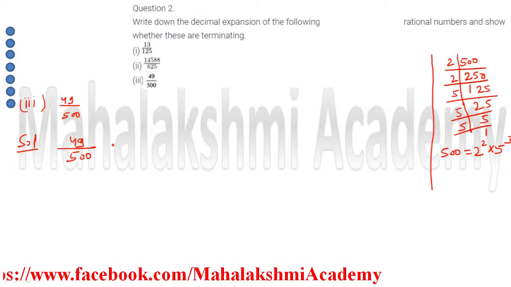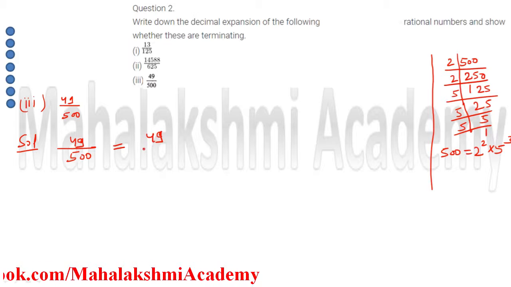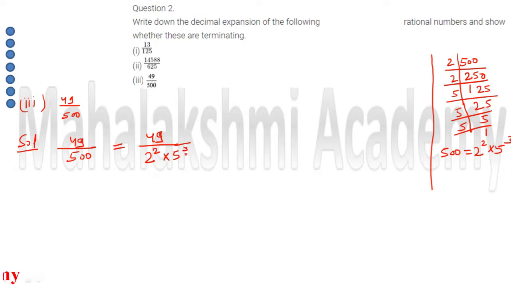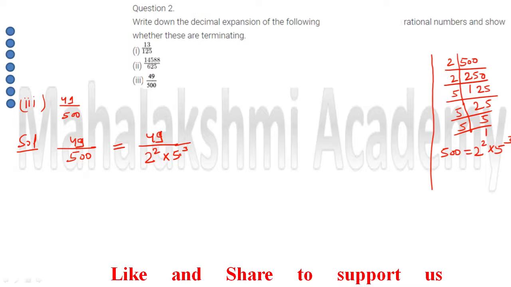So the denominator we are going to express in the form of its factors. So it is going to be 2 to the power 2 multiplied by 5 to the power 3. Now here the next step is we have to convert this in the form of 10 to the power either 2 or 3. So students, we have to see the maximum power. Here the power of 2 is 2 and here the power of 5 is 3.